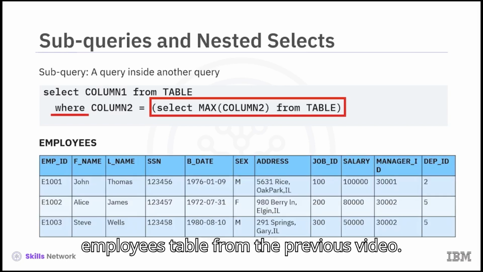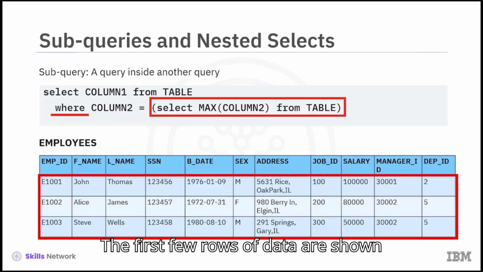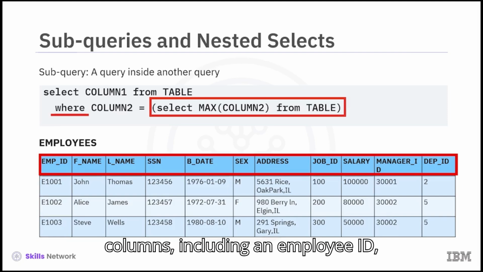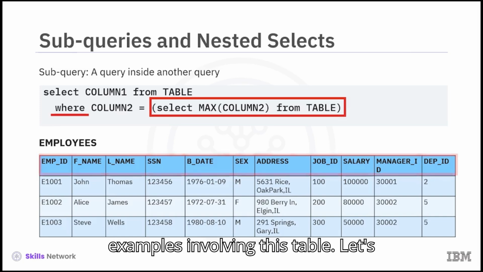Consider the employees table from the previous video. The first few rows of data are shown here. The table contains several columns, including an employee ID, first name, last name, salary, etc. We will now go over some examples involving this table.